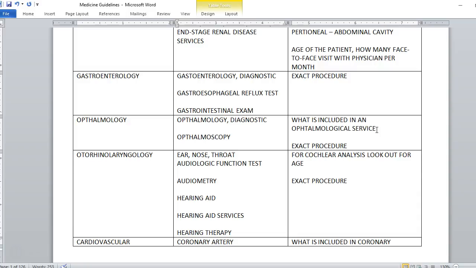Now, when it comes to otorhinolaryngology, also known as ear, nose, and throat, we have quite a few different things that we're going to talk about. The first is, of course, you can look under ear, nose, and throat. You can look under audiologic function test. You can look under audiometry, hearing aid services, and hearing therapy. A couple things to remember. Number one, if it's for a cochlear analysis, we have to look out for the age. And again, we need to know the exact procedure that we're doing.